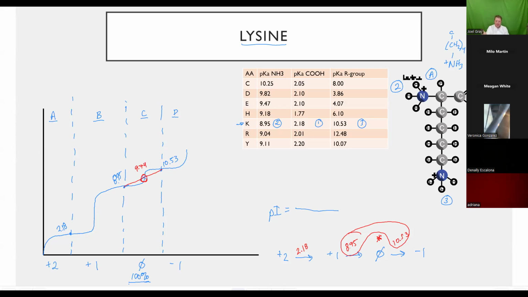Morgan, absolutely. That's absolutely right. So if we wanted 100% of our molecule to be +1, like Morgan's asking, then we would get our protein and adjust it to a pH of approximately, I believe, 7.22.